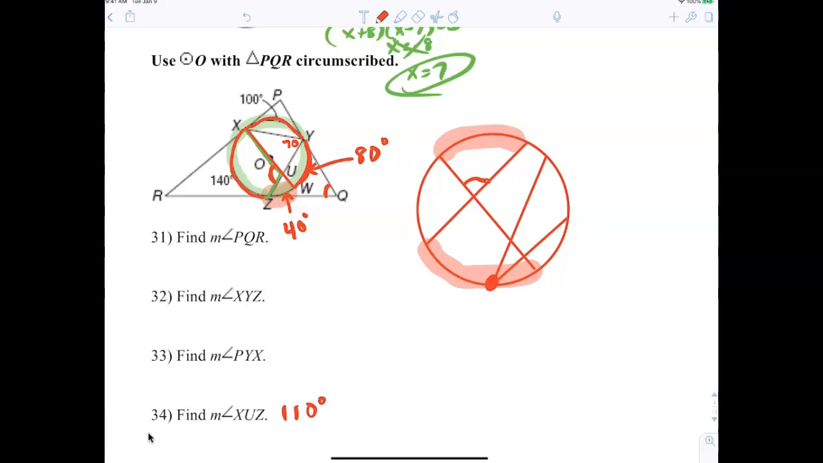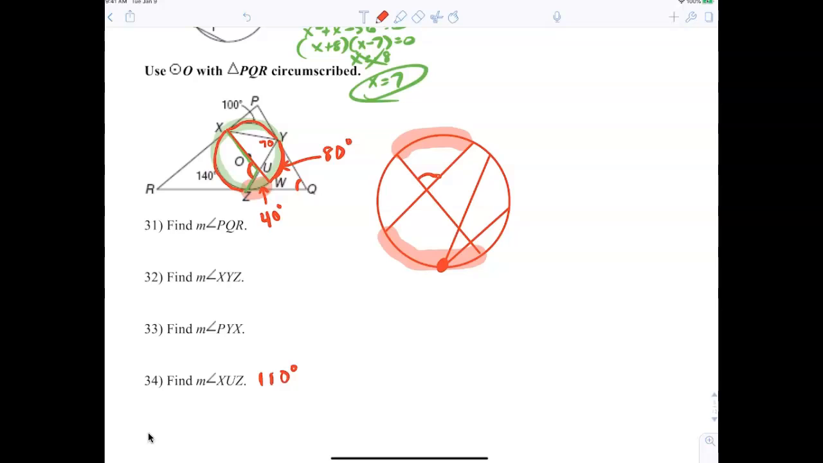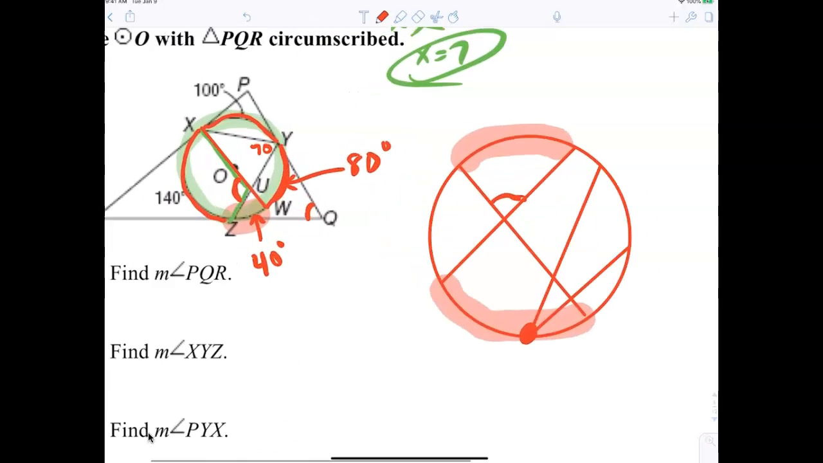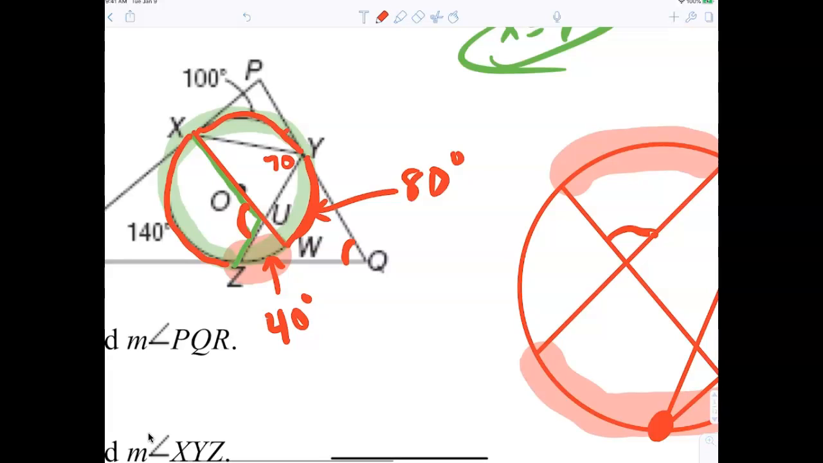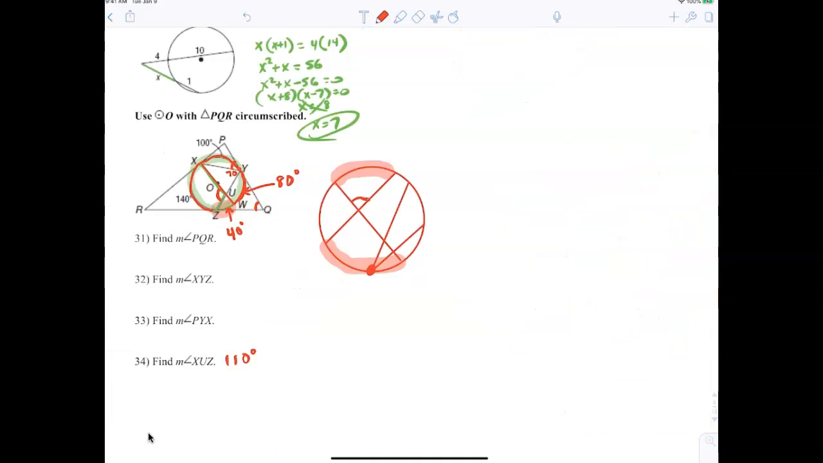Anybody else on 31, 32, 33, 34? So P, Y, X. Again, that is another rule. That vertex is on the circle, so it's half of the arc. That arc is what? 100 degrees. Therefore, the angle is what? 50.